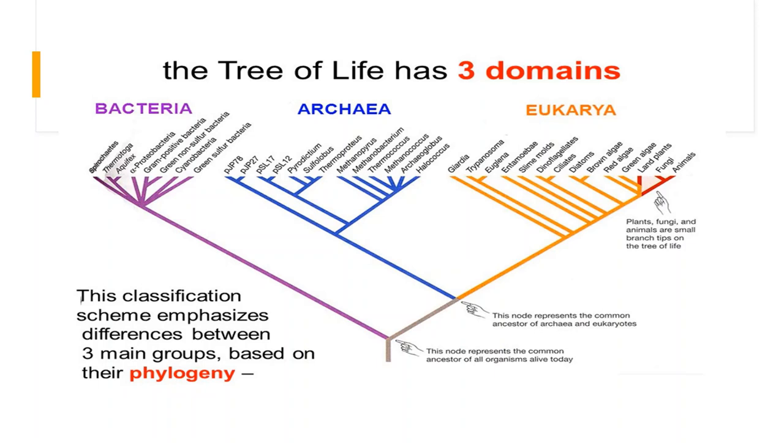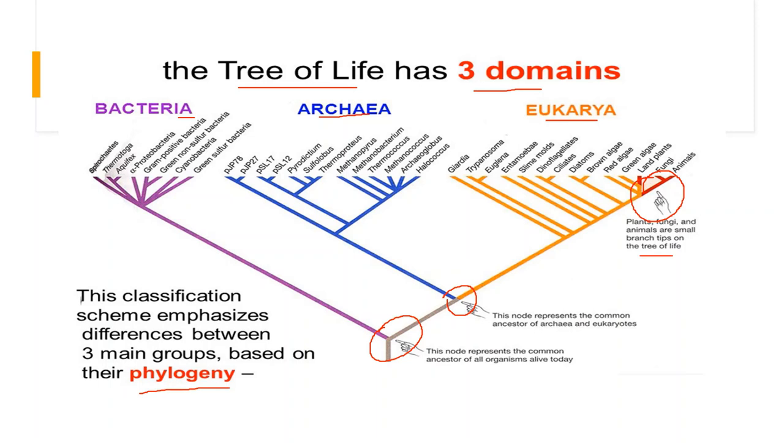Basically, tree of life has three domains, which is bacteria, archaea, and eukarya. This classification scheme emphasizes difference between three main group based on their phylogeny. So as the node here represents the common ancestor of all organisms alive today. So as they branch, this node here represents the common ancestor of archaea and eukarya. Then as we move to the more branches, this is the node for plant, fungi and animal, a small branch tip of the tree of life.